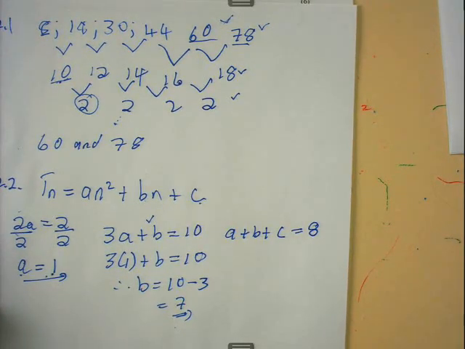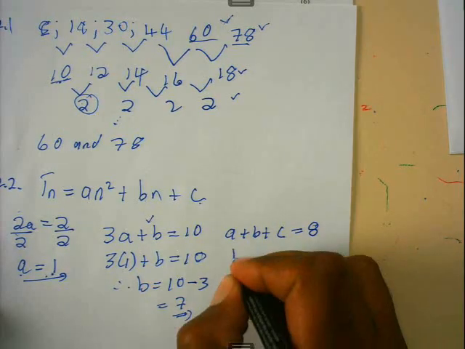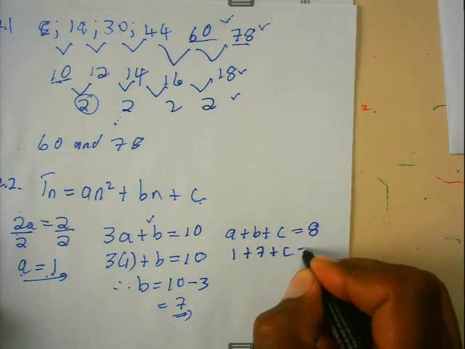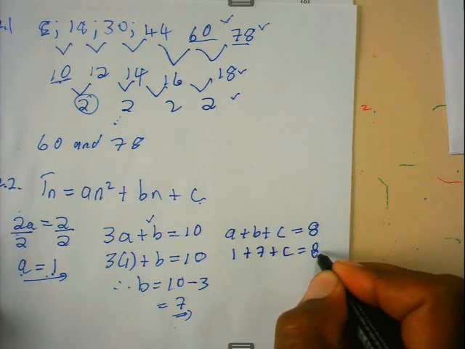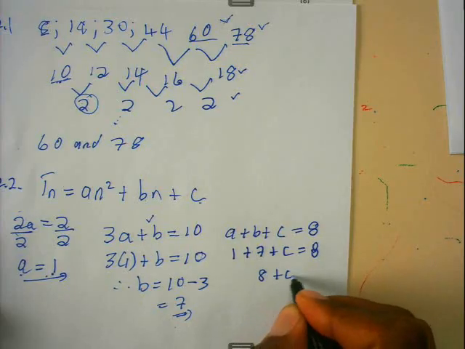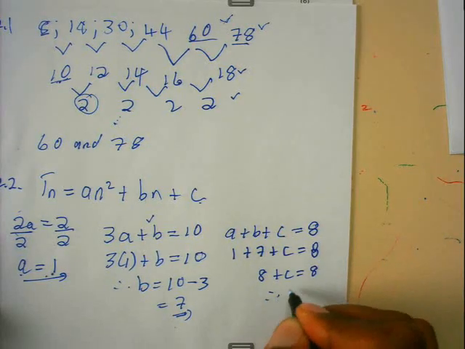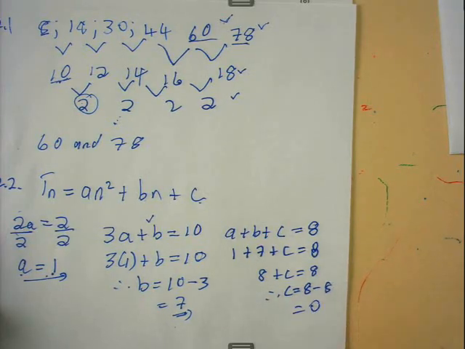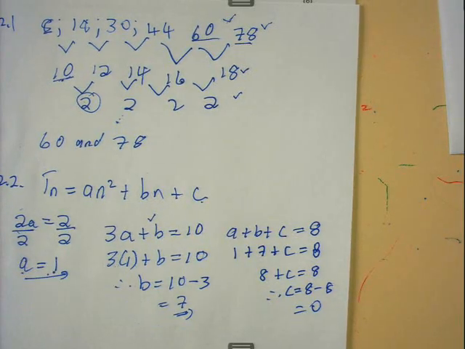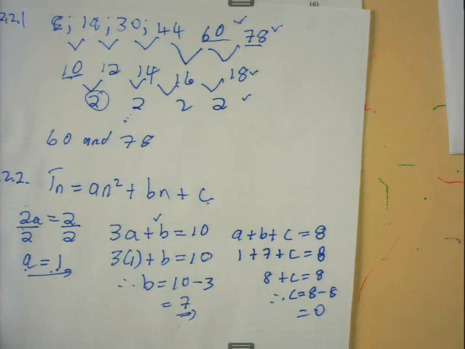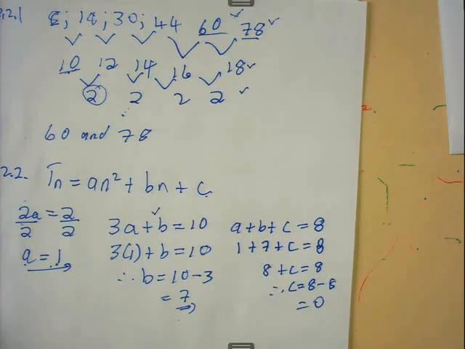Right, now immediately after that, we can say the value of a is 1, the value of b is 7, and plus c is equal to 8. And now immediately after this one, you can say 1 plus 7, it is 8, plus c is equal to 8. Therefore, now c is equal to 8 minus 8, which is equal to 0. Now you can see you have the value of a, you have the value of b, as well as the value of c.